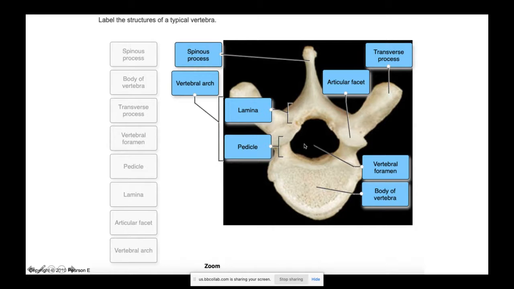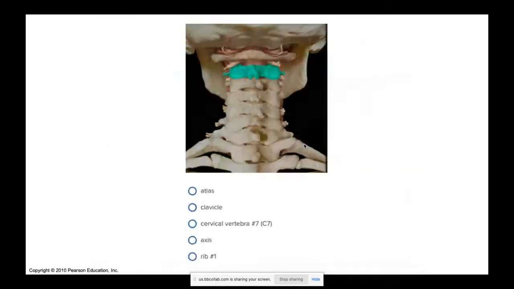Let's look at some of the landmarks of typical vertebrae, because C1 and C2 are atypical, meaning they don't have the same usual parts as the rest of the vertebrae. They're a little bit different. But C3 downward are going to have some of the same bony landmarks. Notice C1 has a posterior arch. It doesn't have a spinous process like C2 does.